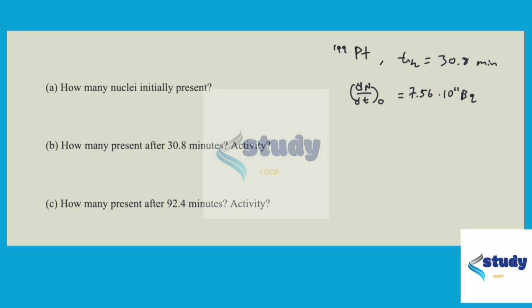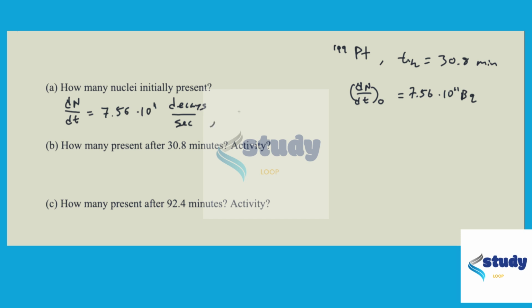So we're given initially dN/dt at time t equals 0 is 7.56 times 10 to the 11 becquerel, which we can convert into number of decays per second. So this is equivalently dN/dt is 7.56 times 10 to the 11 decays per second.